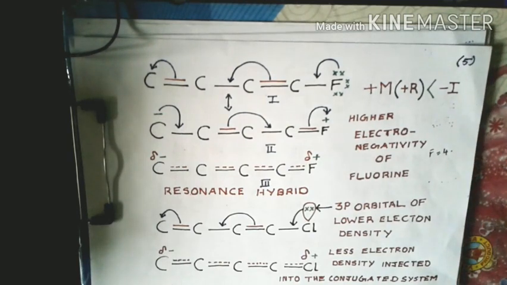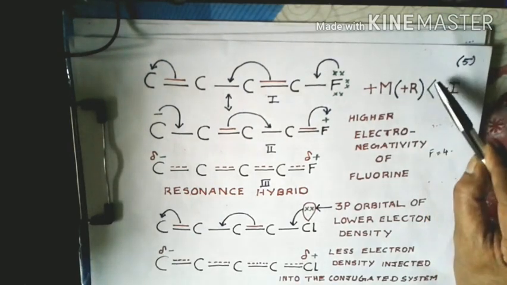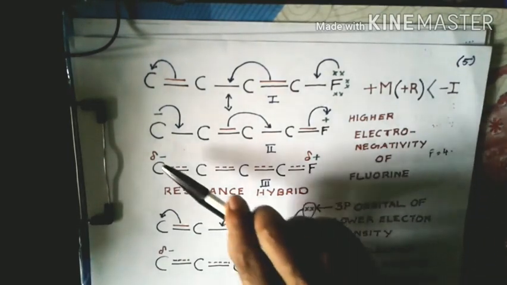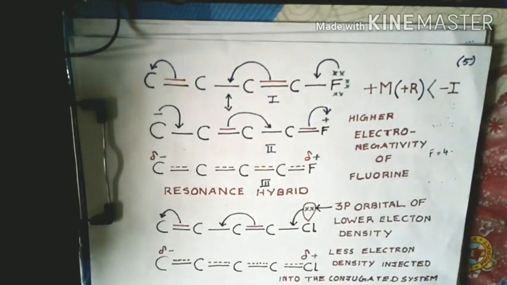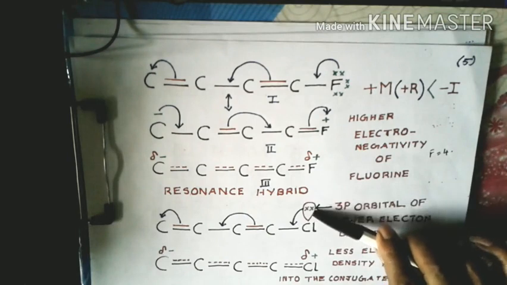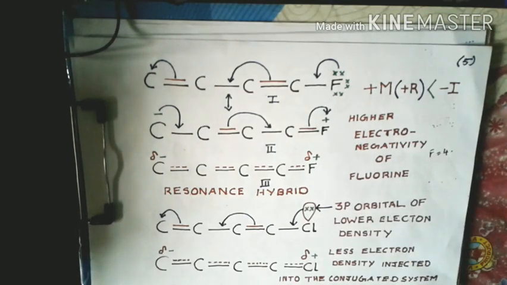And in the case of fluorine connected to a conjugated system, it is found that its plus M or plus R effect is less than minus I effect, so that the delta negative here will be very, very small in magnitude. Now when we connect a chlorine to a conjugated system, the lone pair orbital of chlorine is a 3p orbital. Now a 3p orbital is larger in size than a 2p orbital. Carbon provides a 2p orbital while chlorine provides a 3p orbital.